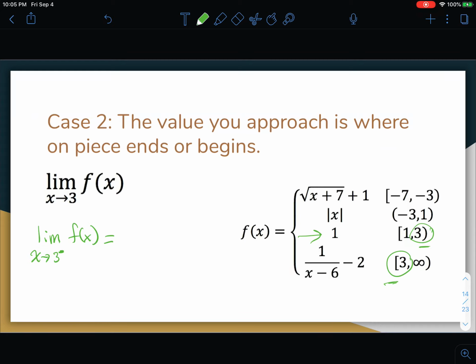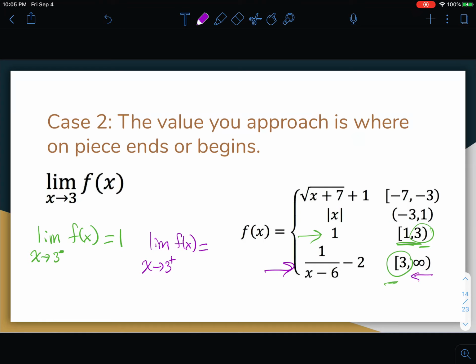How do I approach 3 from the left? It would have to be within this little restricted domain. Anything I substitute, I'm going to get 1 as an output because it's just this constant function. Okay, now let's see what happens as I approach from the right. So we're approaching 3 from the right of f of x, and I'm looking at this piece right here.